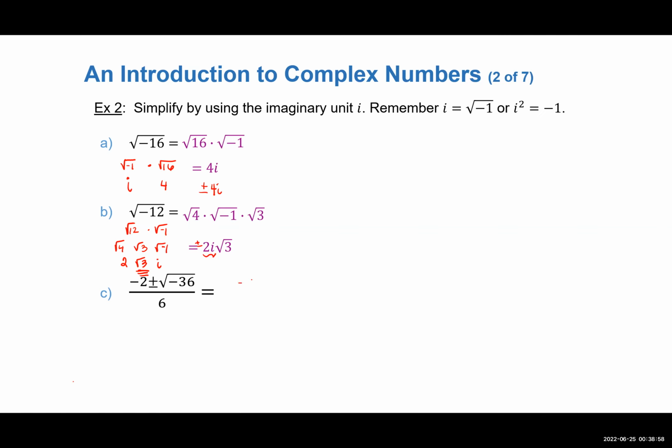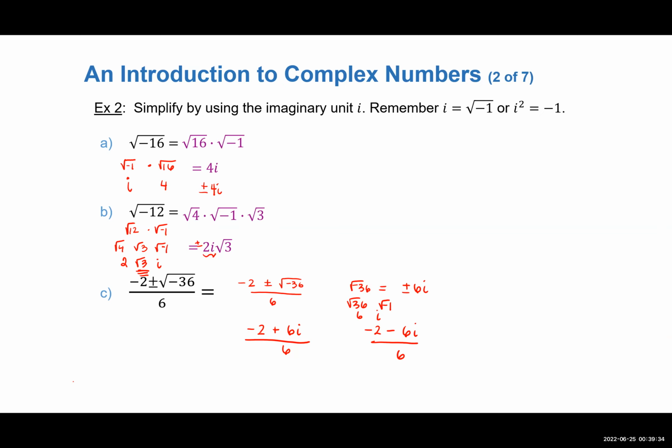Moving forward, we got -2 plus or minus the square root of -36 over 6. Well, the square root of -36 is equal to plus or minus 6i. Okay, so that's going to be -2 plus 6i over 6 and -2 minus 6i over 6. And I got the 6 because of the square root of 36 and the square root of -1. That's how I got 6i, because the square root of 36 is 6.